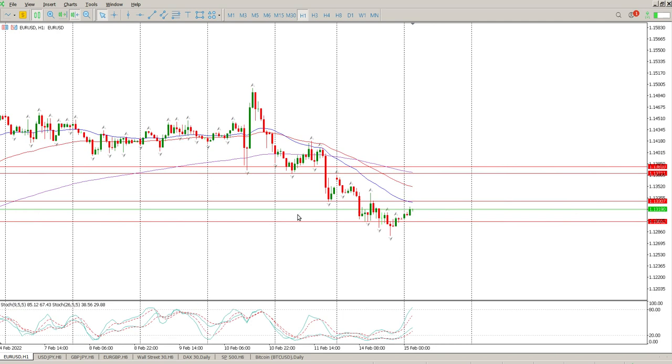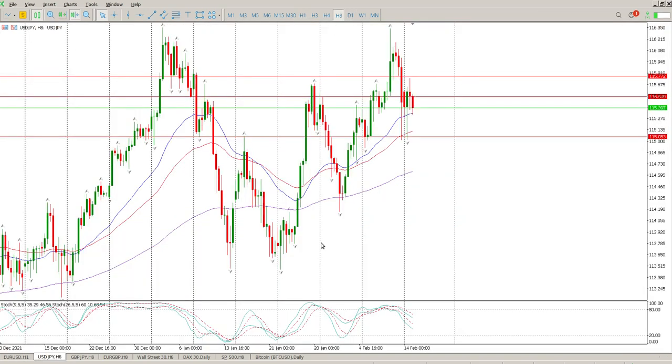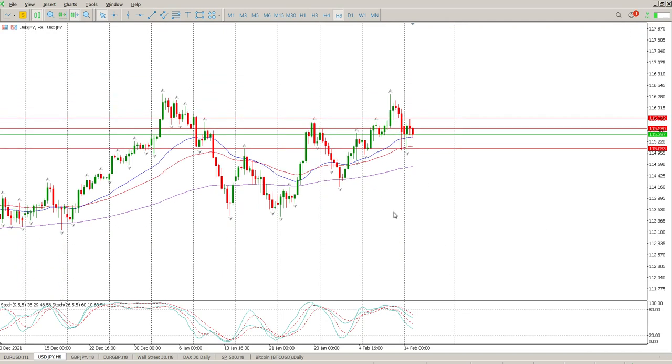So market's just looking for excuses at the moment to do something, and at the moment we are focused on Russia, Ukraine. So that's what is driving this right now. If we move across to US dollar Japanese yen, bit of a messy chart here. We've got lots of tails here. Buyers coming in off the 115.053 area, and nothing else that is standing out right now.